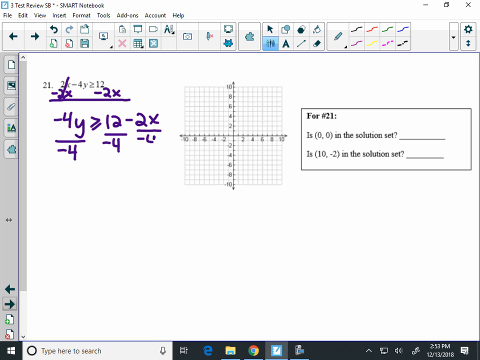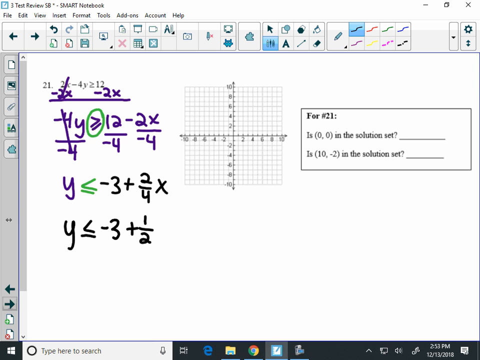Now here's the big thing you need to remember here. When you divide by a negative, when you're solving an inequality, that sign needs to flip. It goes from greater than or equal to, to less than or equal to. 12 divided by negative 4 is negative 3. Negative divided by a negative is positive 2 over 4x, which you are allowed to leave as 2 over 4x, or you can simplify to be 1 over 2x. Either one, those are exactly the same. One just has a simplified fraction.